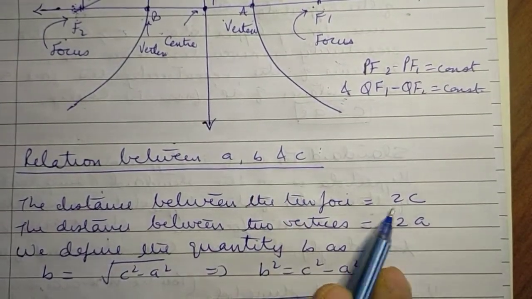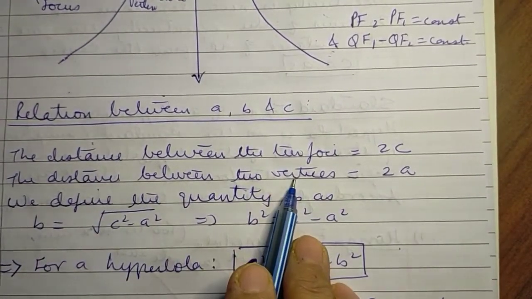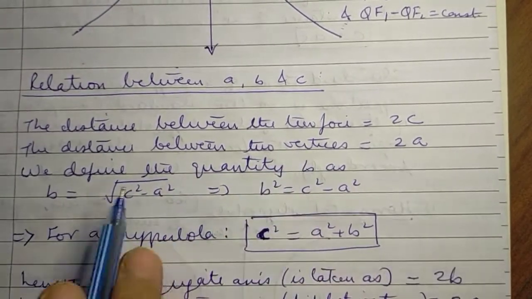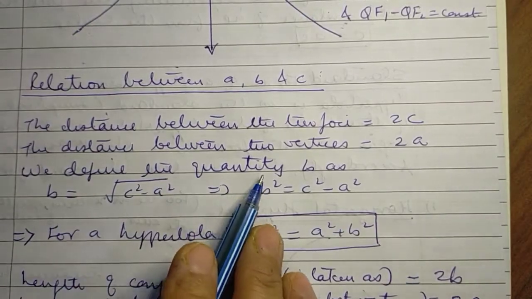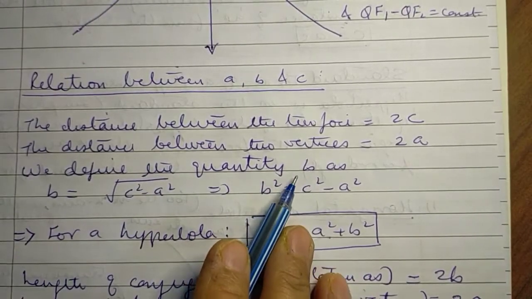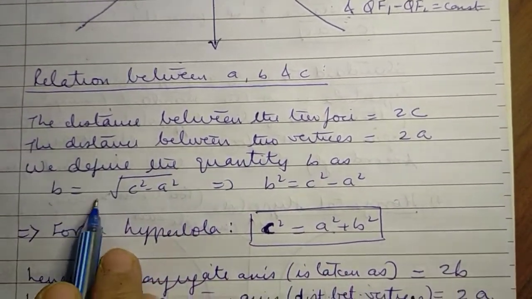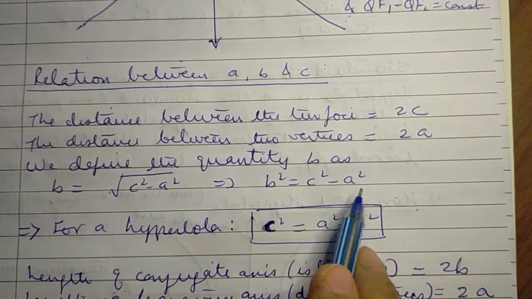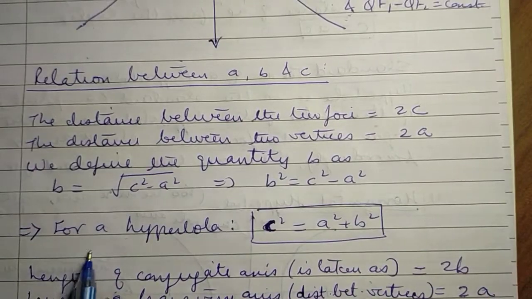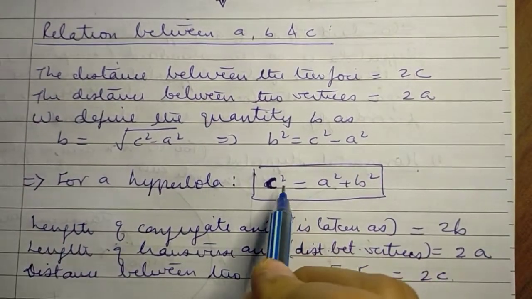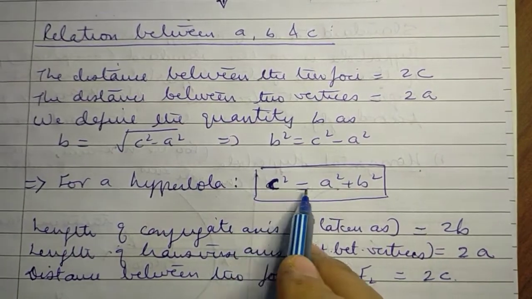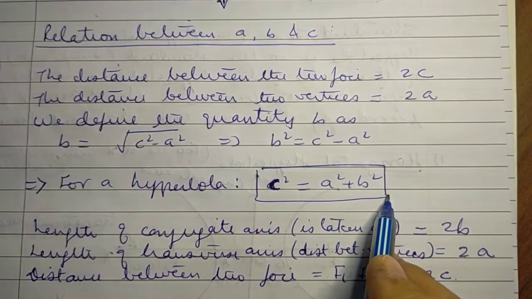Distance between the two foci is 2C. Distance between the two vertices is 2A, which also happens to be the length of the transverse axis. And then we define a quantity B, on our own, as the square root of C squared minus A squared, that is B squared equals C squared minus A squared. And so for a hyperbola, C, as we know, is bigger than both A and B. So C squared is equal to A squared plus B squared.